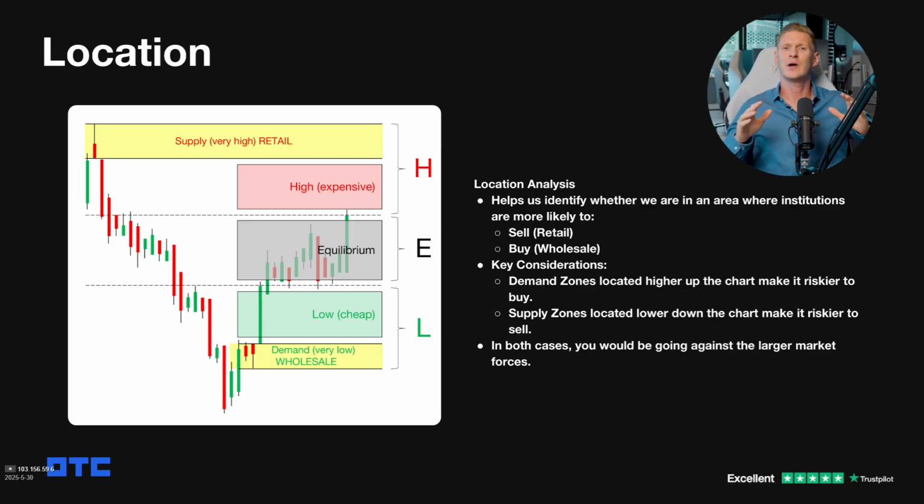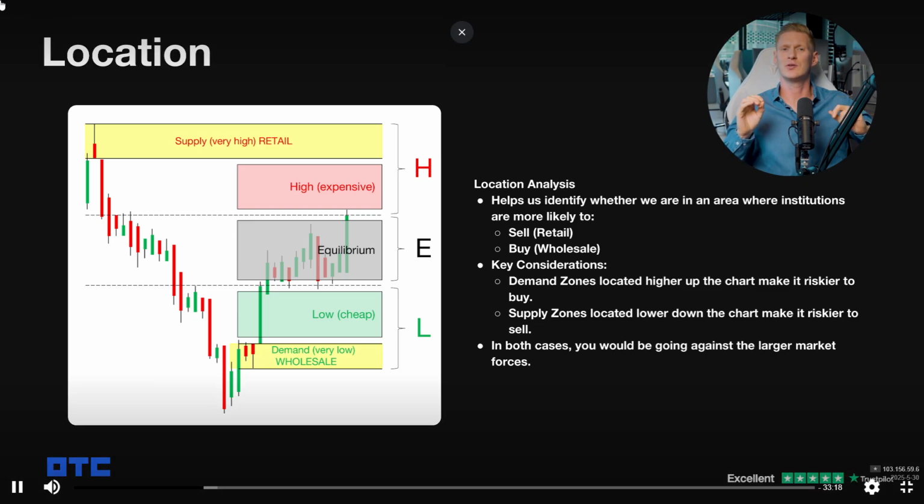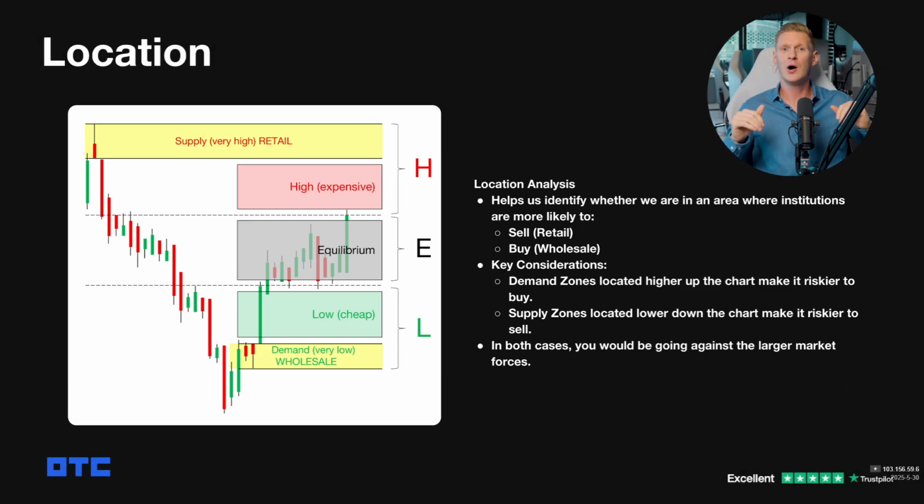How did I arrive at this distinction? How can you view every chart in terms of high, low, and balance? Let's break down the steps for identifying location. Step 1. Identifying the first fresh supply zone on the higher time frame. The emphasis here is on the word fresh, which we will explore in more detail later.